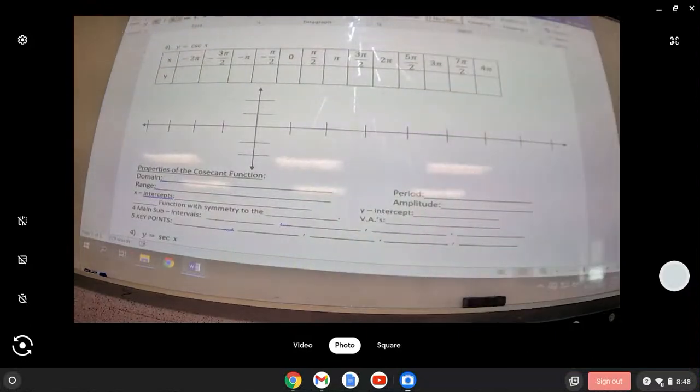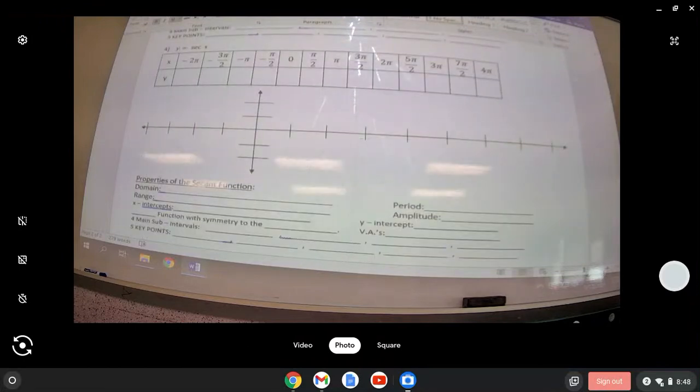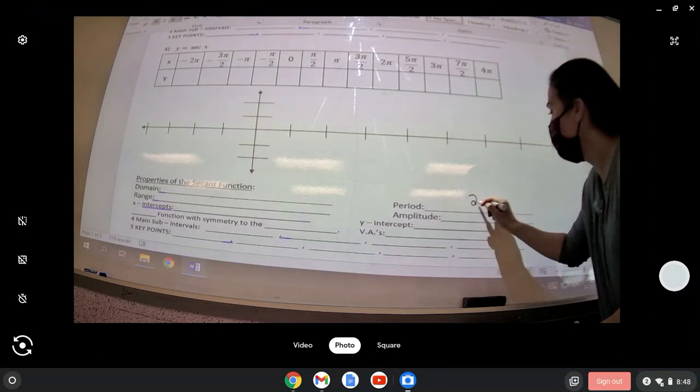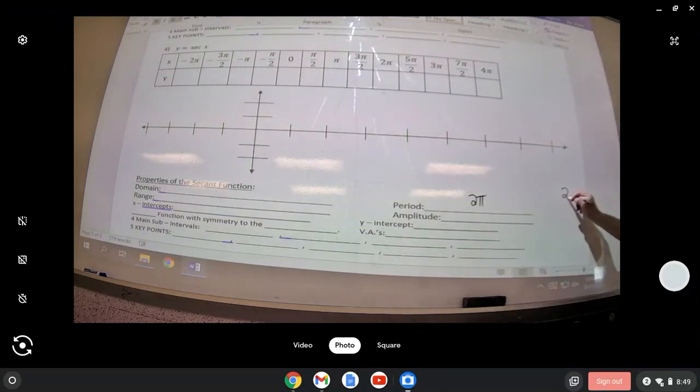All right, here we go. Last one. All right, so guys, it's also going to have a period of 2 pi. So let's cut it into fourths. Let's count by pi's over 2. Let's get our x-axis ready to go.